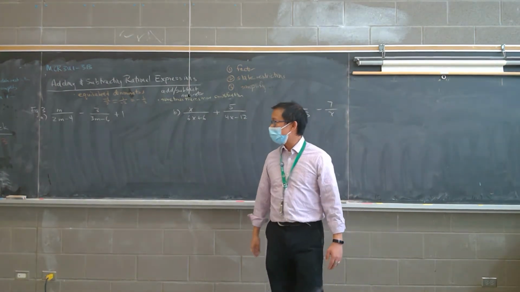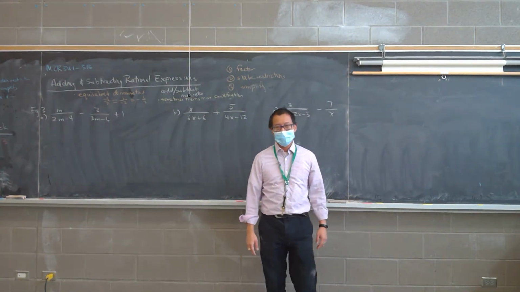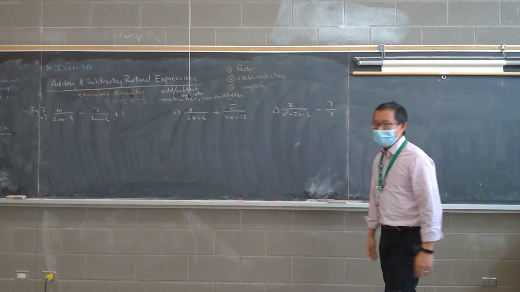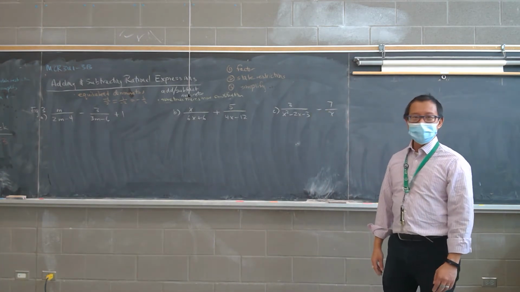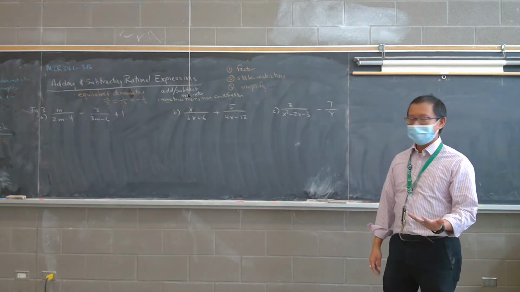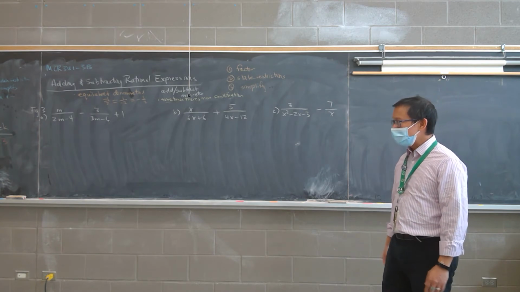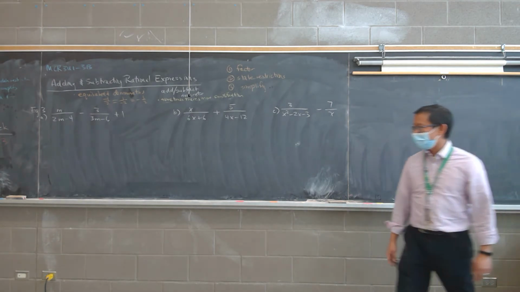It is part 2 of our adding, subtracting rational expressions, and these are example 3 of A, B, and C. Hopefully you can see. If you want to pause the video or look at your handout that you have at home, please be my guest. I think I copied them all correctly.